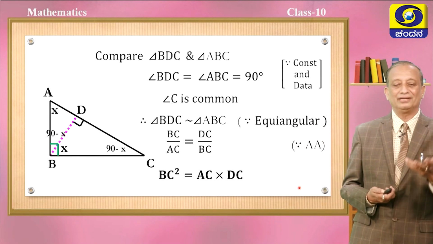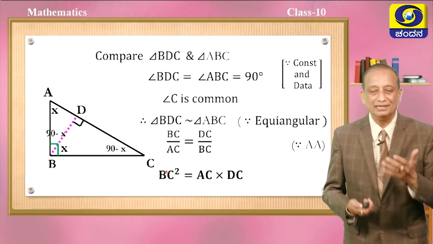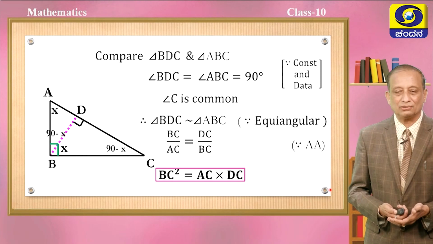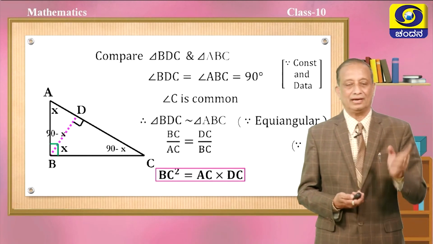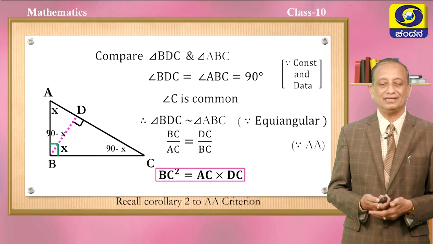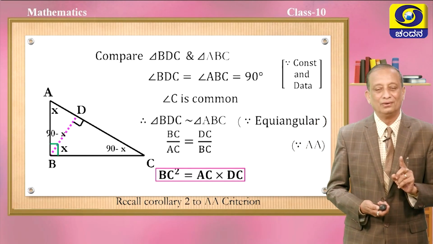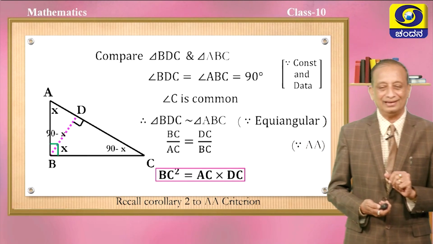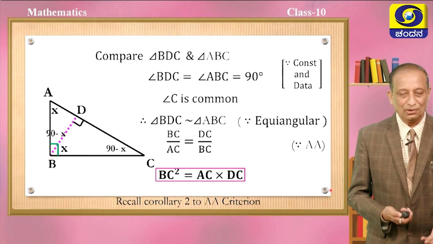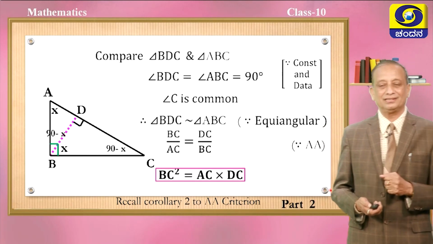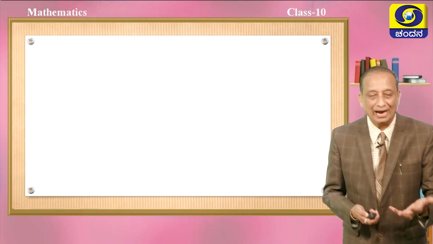Now, you know that you need to cross multiply this in order to get the square on the side BC. Therefore, BC square is exactly equal to the hypotenuse AC into DC. You know that this one is corollary number 2. Okay, for the AA criterion only. Okay, so you now know what is AB square, what is BC square, what the Pythagoras theorem is expecting. We want to add both.